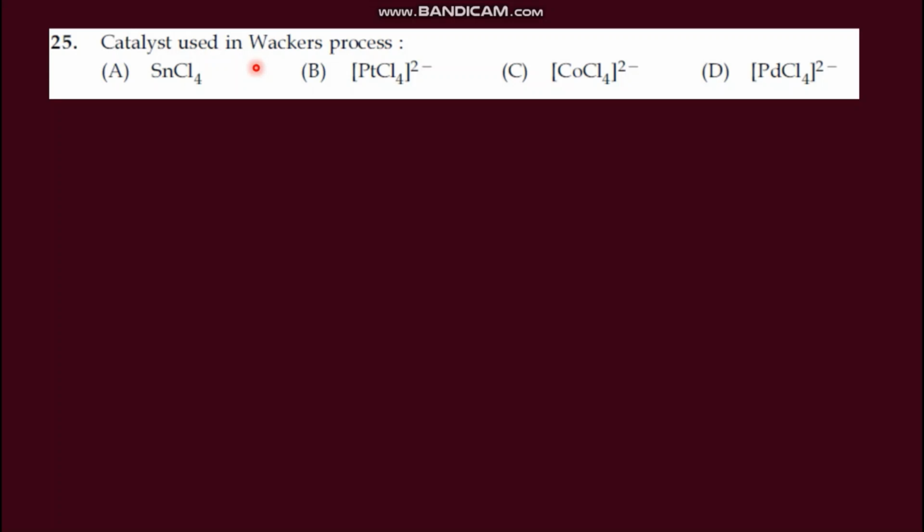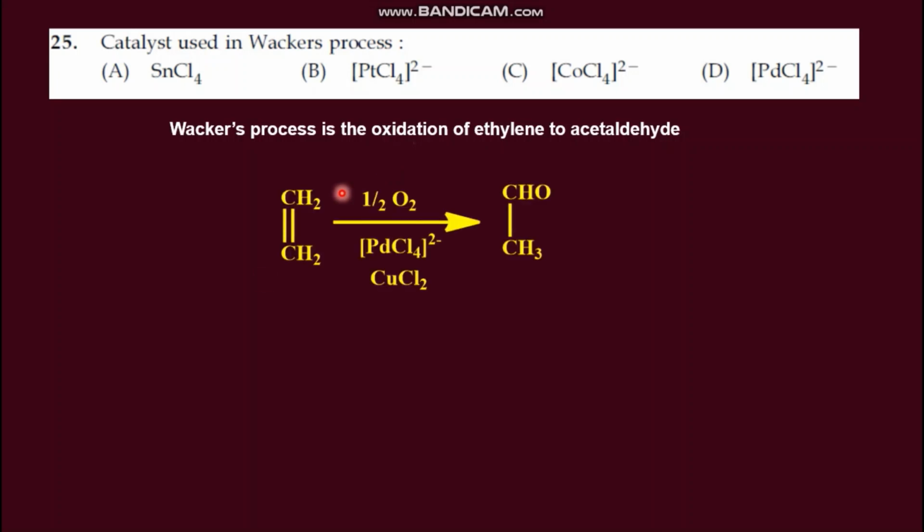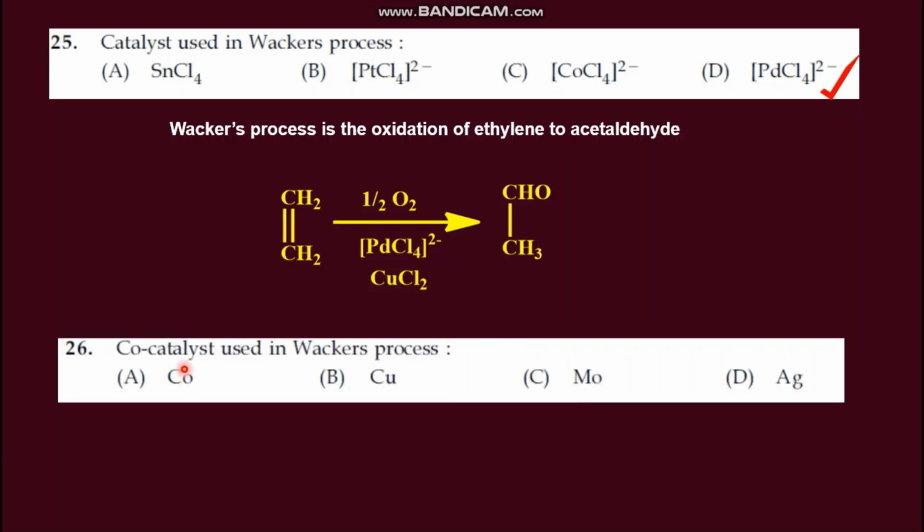The catalyst used in the Wacker process. Wacker process means oxidation of ethylene to acetaldehyde, that we can represent like this. This ethylene is reacting with oxygen and forms acetaldehyde, and the catalyst used is a palladium 2 complex, and there is a co-catalyst, that is copper 2. So the answer is PdCl4 2-. And one more question is the co-catalyst used in the Wacker process, that is copper.